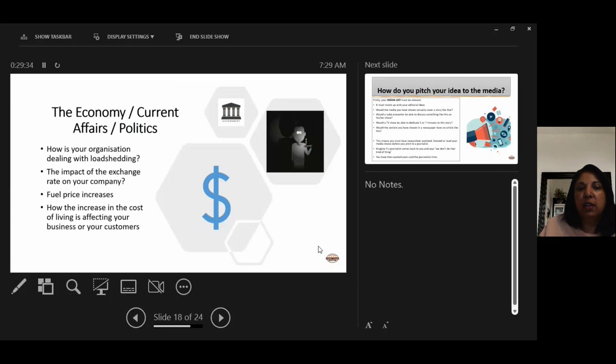The impact of the exchange rate on the company that you're working in. When you hear the rand is so much to the US dollar, to the yen, what does that mean? Fuel price increases. So when you see that fuel is going up, what does that mean? Fuel is going up, it's going to cost me more.